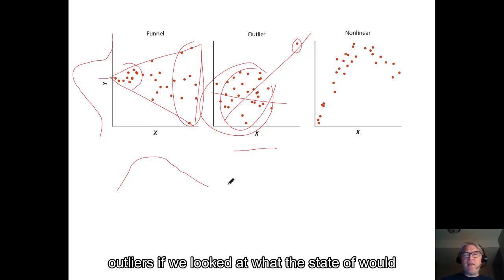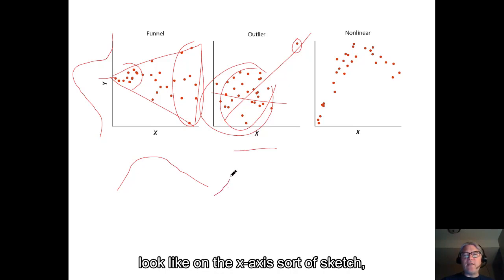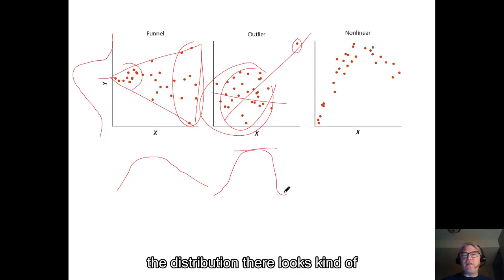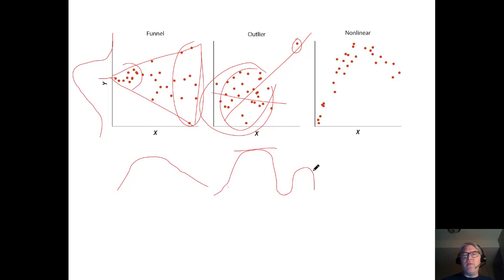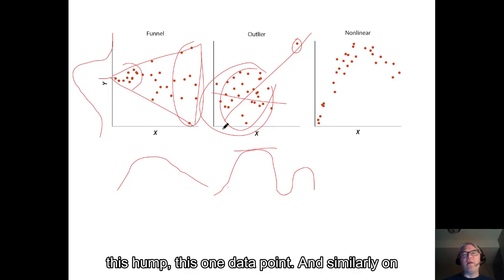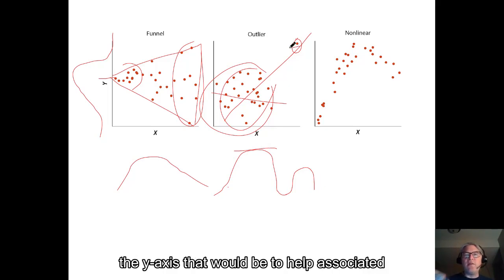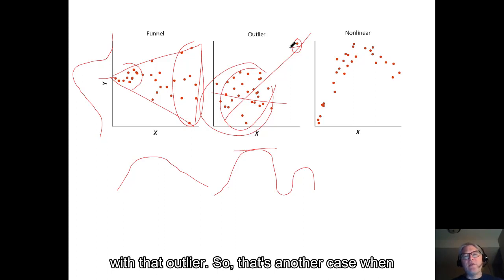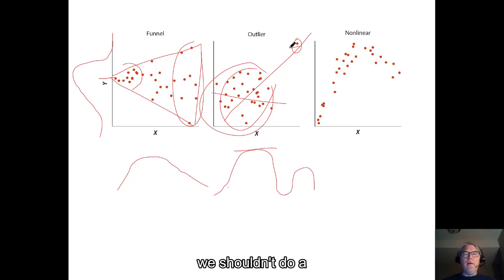If we looked at what this data would look like on the x-axis, sort of sketch the distribution there, it looks kind of normal-ish, but then there's this hump for this one data point. And similarly on the y-axis, there would be the hump associated with that outlier. So that's another case when we shouldn't do a regression.